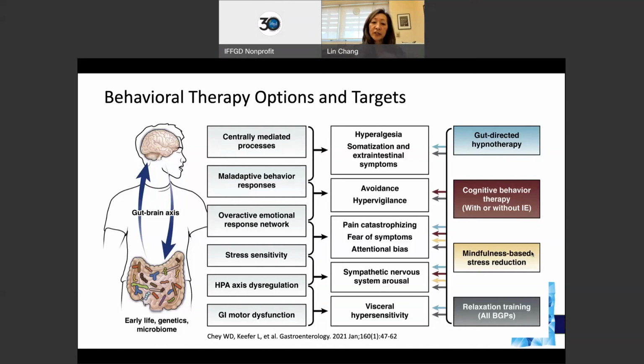All of these lead to pathophysiologic mechanisms that we can target with behavioral therapy, like gut-directed hypnotherapy, cognitive behavioral therapy, mindfulness-based stress reduction, and relaxation training. A lot of these modalities can be used in concert with medications and also diet. So you can see that we're moving towards a more integrated approach of diet, lifestyle, medications, behavioral treatment, reassurance, education, and then establishing a therapeutic and successful patient-provider relationship. Next slide.